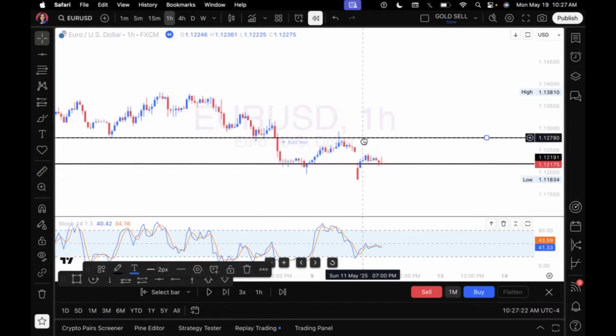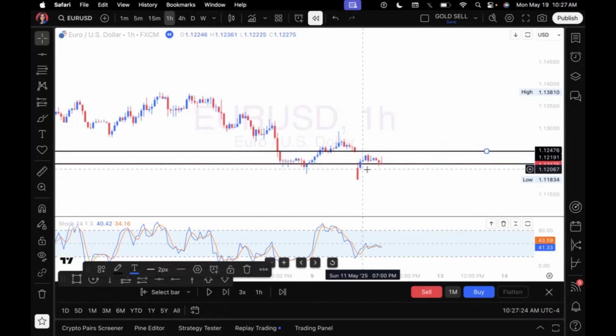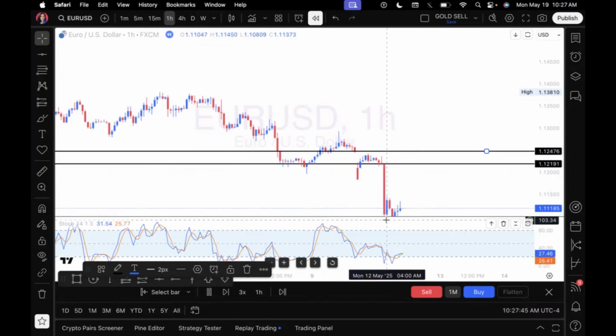We can see that another gap has been created, and the market has already pushed into that gap to fill it. Now, sometimes this can happen within a couple of minutes. Sometimes this can happen within a couple of hours. And sometimes, if you're looking at the market on a higher time frame, this could happen within weeks.